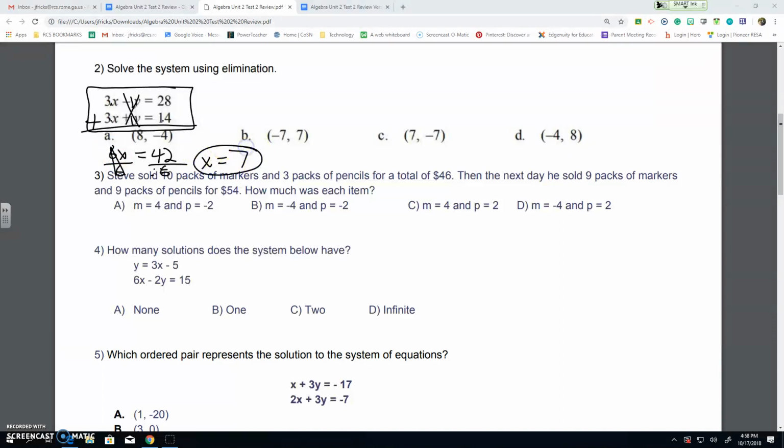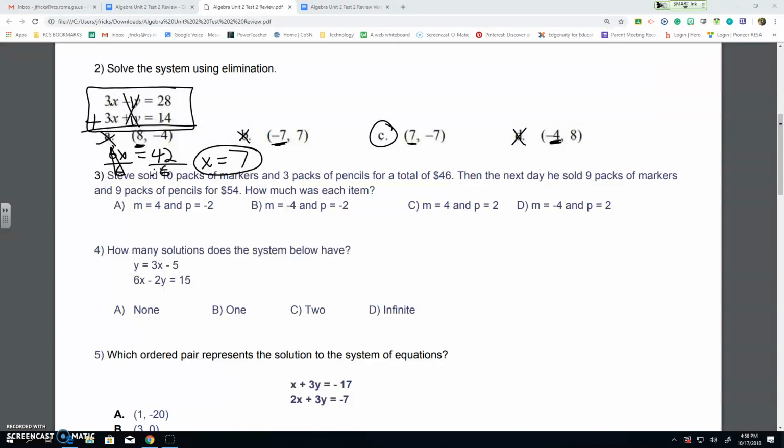So right off the bat, I can actually look at my answers. Here x is 8, so I know that's not a solution. On this one, I know x is negative 7, so that's not a solution. On this one, x is a positive 7, so that's a possible solution. And then on the last one here, x is a negative 4, which is not a solution. Now, if that's the case, then you could stop here and say your answer choice is C. But sometimes you will need to substitute it back in.